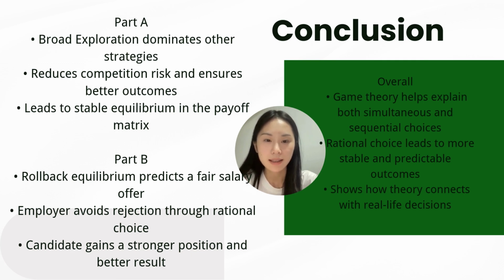Overall, these two cases give us important lessons. Game theory can explain choices in different kinds of games. It helps us understand both simultaneous moves and sequential moves. It also shows that rational choice often leads to stable, fair, and good outcomes in real life. That's all. Thank you.